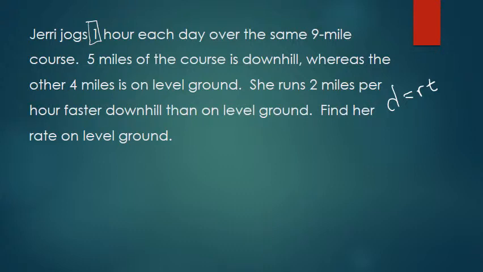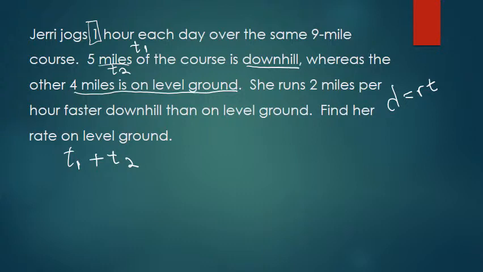So we know that the time it takes, and I'm just going to call it T1 for the moment, the time that it takes to go 5 miles downhill plus, I'm going to call it T2. So this is my T1. The other 4 miles is on level ground. So the amount of time that that takes, I'm labeling as T2. Now I could use X and Y.